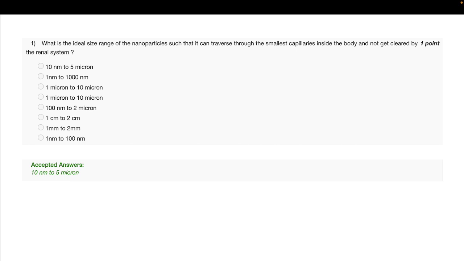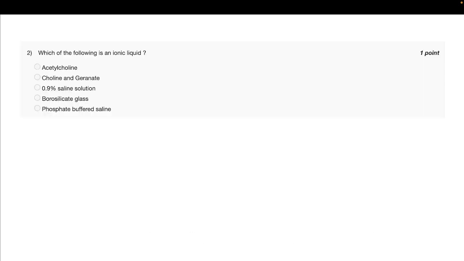Okay, then I'll move on to the next question. Next is, which of the following is an ionic liquid? This is discussed in one of the lectures of this week. If you have listened to it, you might be able to answer. Anybody?